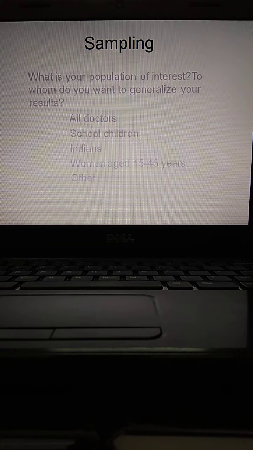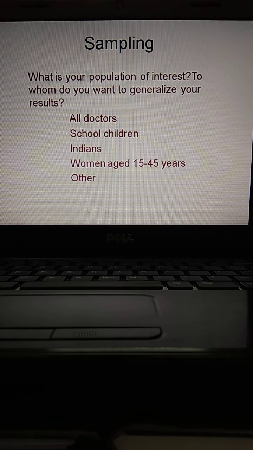Sampling. What do you mean by sampling? Sampling is nothing but the activity you perform to select the sample. So here, what is your population of interest? To whom do you want to generalize your results? All doctors, school children, Indians, women aged between 15 to 45 years, and others. So when you are resorting to pick a sample, you should know what your population is.